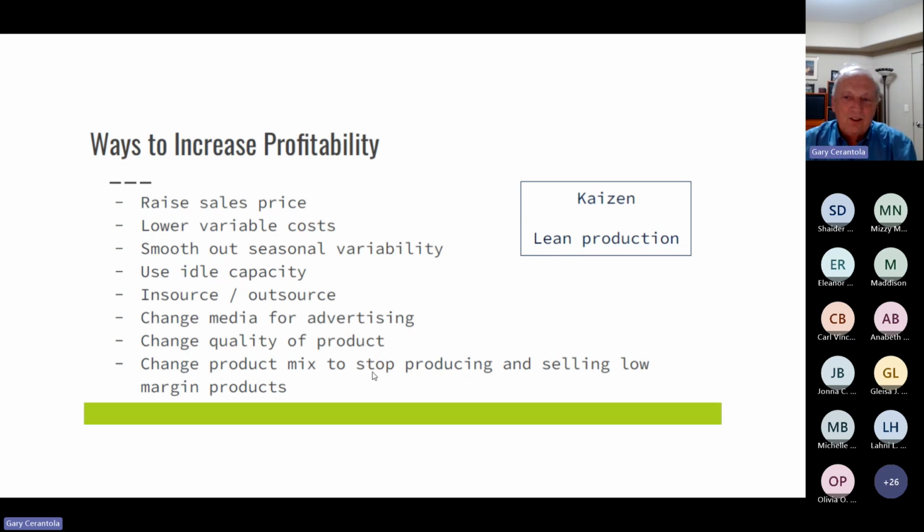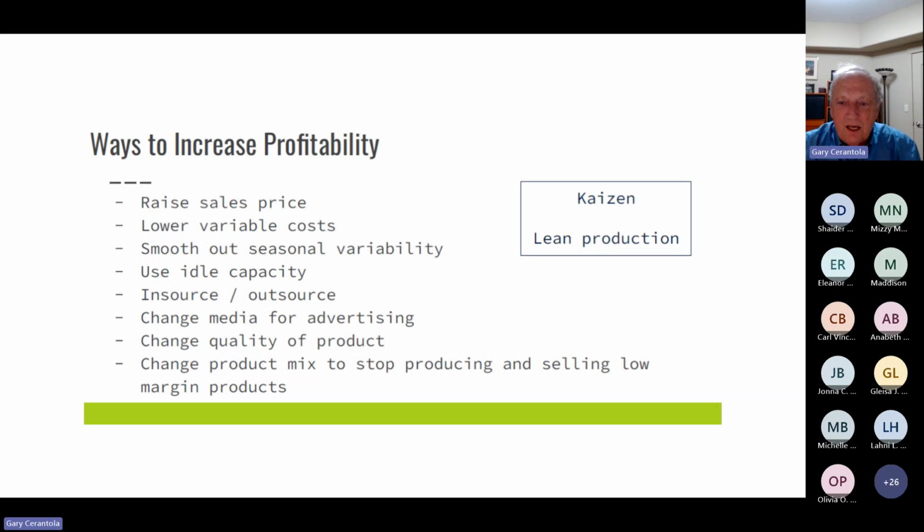Okay, but there are different ways of increasing profitability, and you have those questions in three of those assignments that are due. So how do you increase profitability? Well, you can raise prices, you can lower your variable costs, you can smooth out your seasonality. So if I'm a snow machine producer, what happens in the summertime? There's no snow. So maybe I might get into watercraft, and that way I can smooth out my seasonality and make sure that I've got cash flow 12 months of the year.